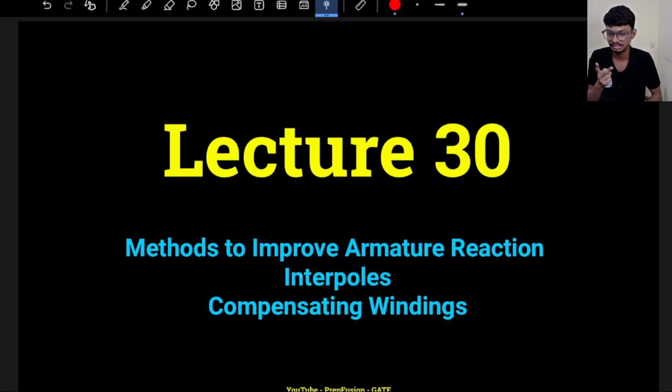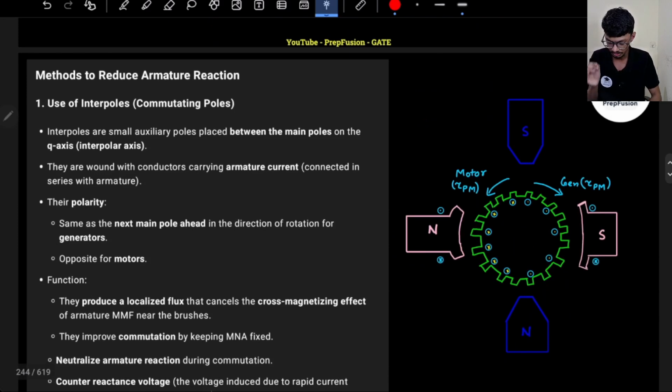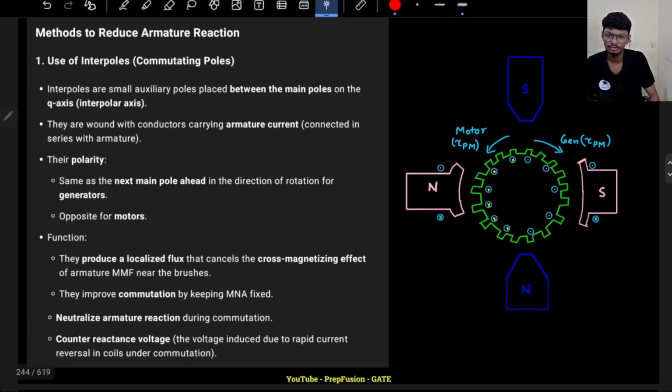There are mainly two techniques that we use. One is the interpoles, another one is the compensating windings. So first we will discuss interpoles. Interpoles are also called commutating poles, where beside the two main poles, we place another two poles which are called interpoles. Now what are those?